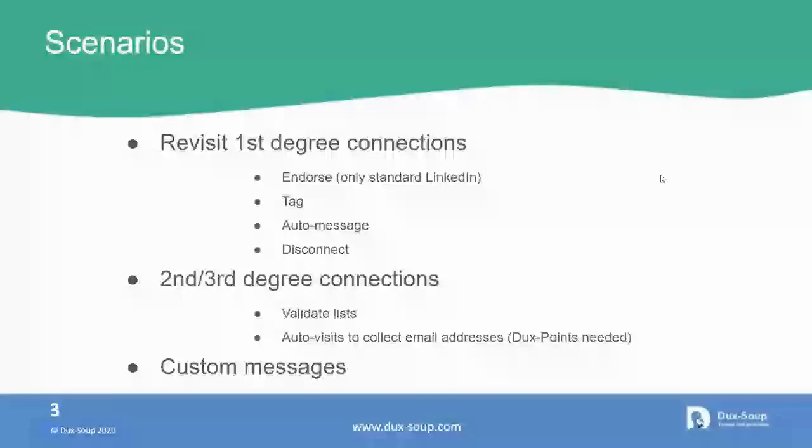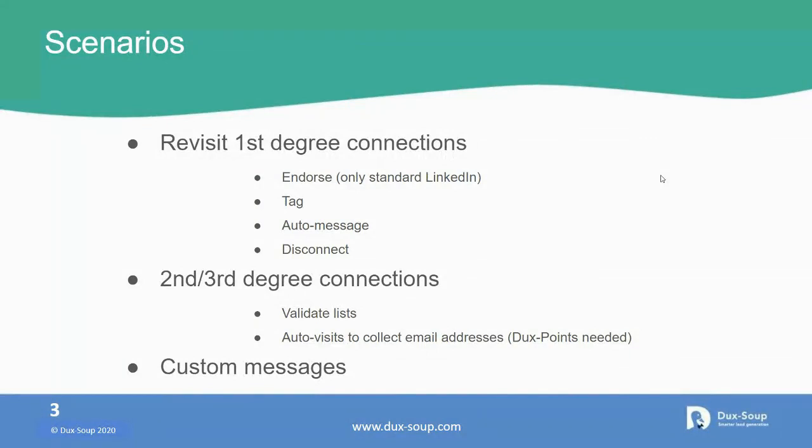With regard to your first degree connections, you could also, of course, endorse your connections during an auto visit. That is a functionality that's only available in standard LinkedIn. It's not a function that's available within Sales Navigator. You can tag profiles, that's Dux Soup tags. You could auto message, as I've just mentioned, and you could also even, if you wanted to, disconnect from profiles. I've had a few customers who have in excess of 25,000 connections and are looking to purge their first degree connections so that they can grow with different personas within their network.